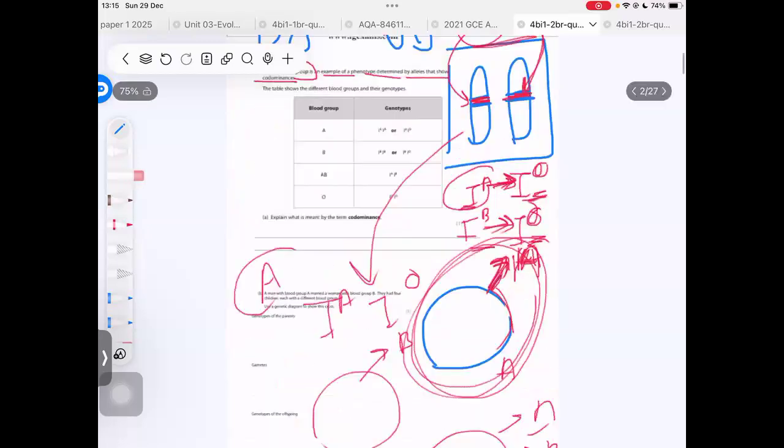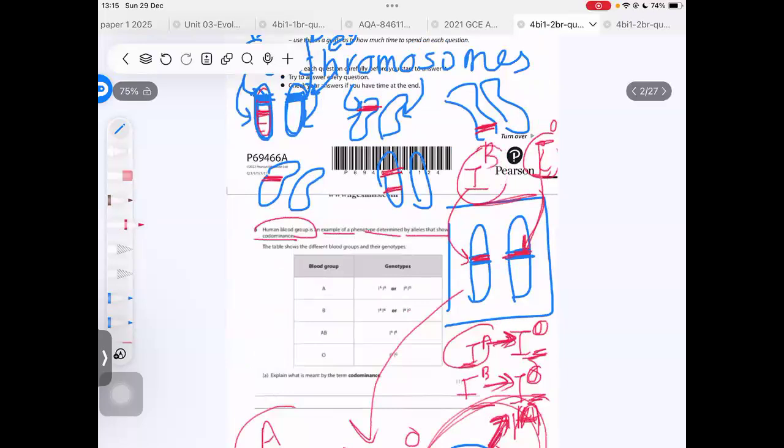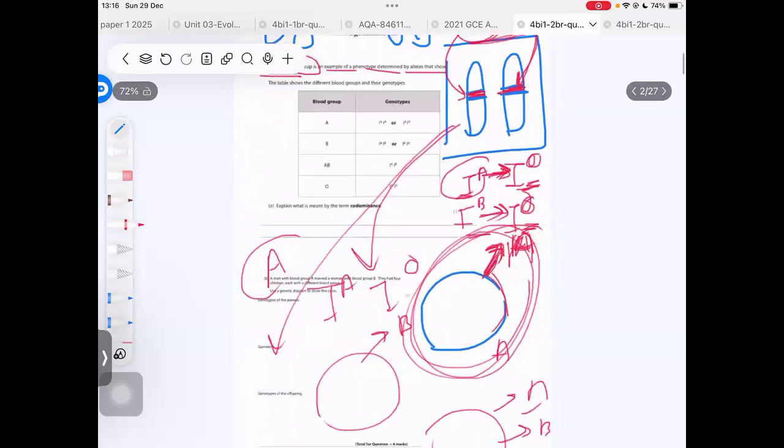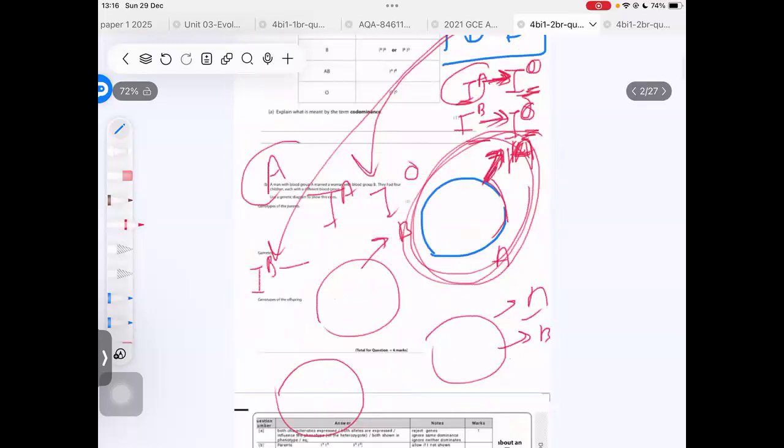Now let's say IB is over here. Again, you can see IB is dominant to IO, right? Then what is the blood group that we are getting? What is the combination of the alleles? IB, IO. Since IB is dominant to IO, the blood group will be B, right? That means those red blood cells will have the carbohydrate B.